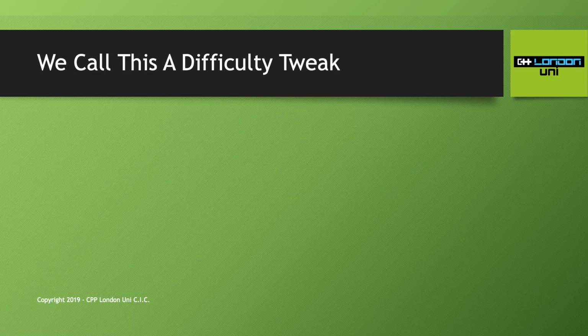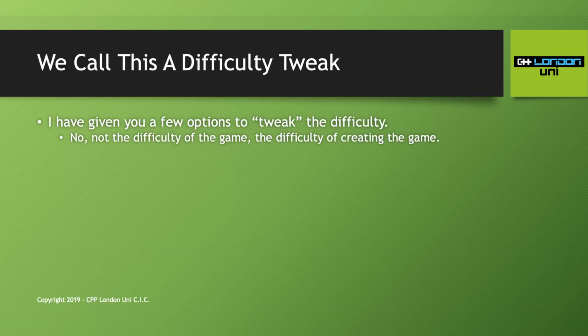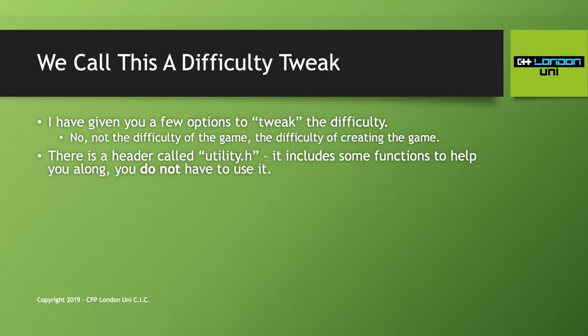So, to tweak the difficulty to your taste, I've given you a few options. And now I don't mean the difficulty of the game, I mean the difficulty of actually implementing this project. So firstly, there is a header called utility.h. I've commented it. Please read that source. You don't need to read the source, but do read the comments. They explain how to use it, what it does. You don't have to use it. If you know what you're doing, then feel free to ignore the file, but it's just there in case you want it.